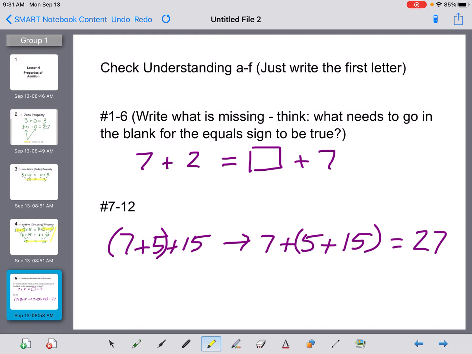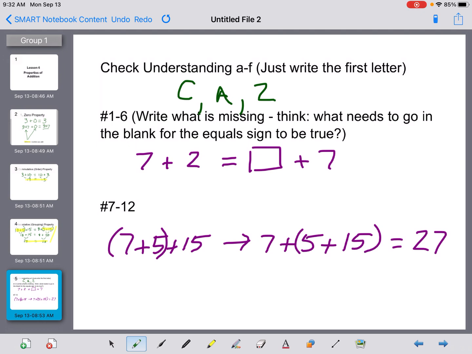Now for the check understanding, it gives you examples of one of the three properties, and you have to choose the property that matches it. And for that, the instructions say you have to write out commutative property, associative property, zero property. I'm happy if you just write C for commutative, A for associative, and Z for zero. Okay, so all I'm looking for in the answer for letters A through F is just the first letter of the property that is being shown.